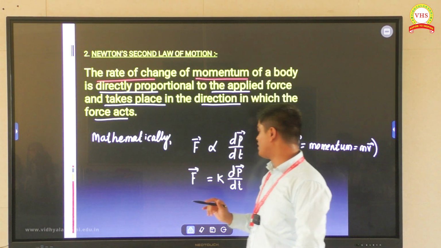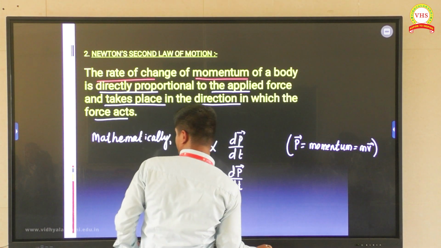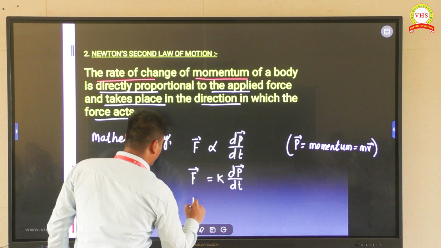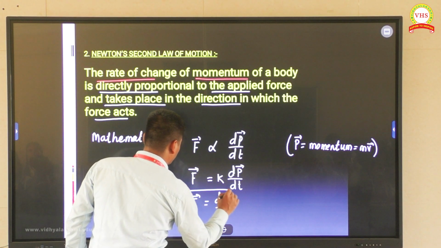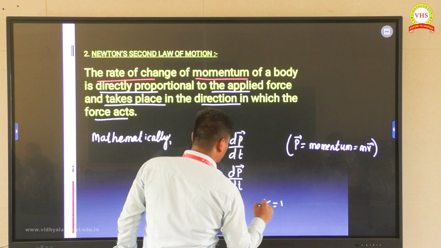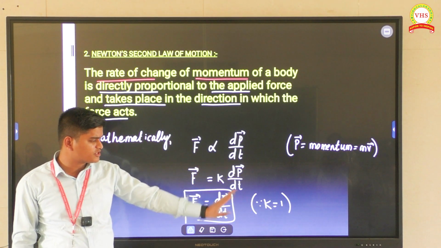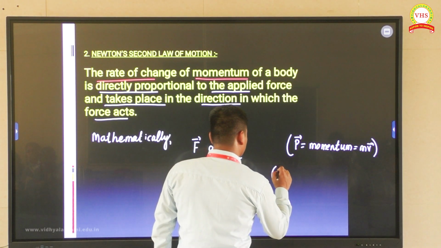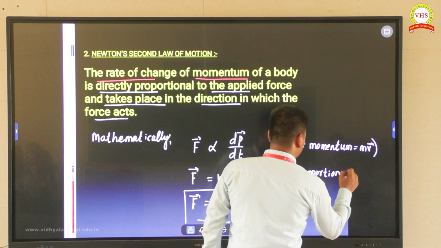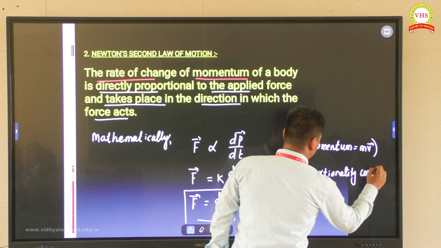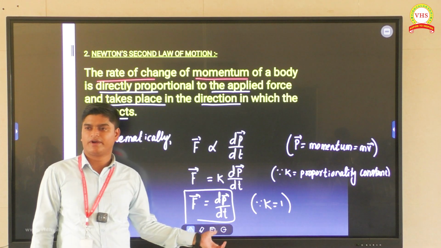So what are we writing here? F equals k dp by dt. For the sake of generality, I'll consider the value of k equal to 1. Any doubt? This k is the proportionality constant, and I consider k equal to 1. So I got F equals dp by dt.